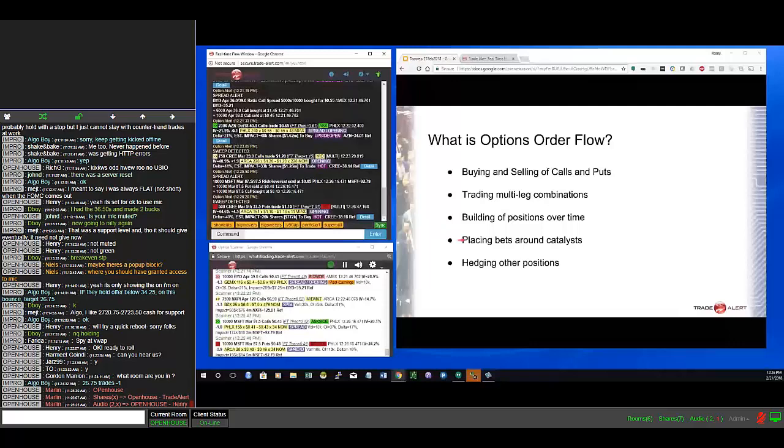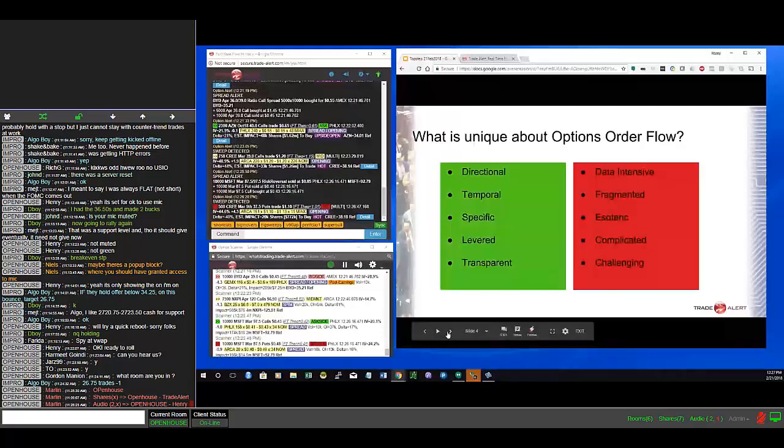And then options order flow is placing bets for earnings, placing bets for economic releases and catalysts. And obviously, things like M&A announcements get people very excited. And order flow is hedging of other positions. So this really is the meat of what we do, what we try to help people make sense of, because in this order flow is information, right? And I'm going to show you how we go at that.